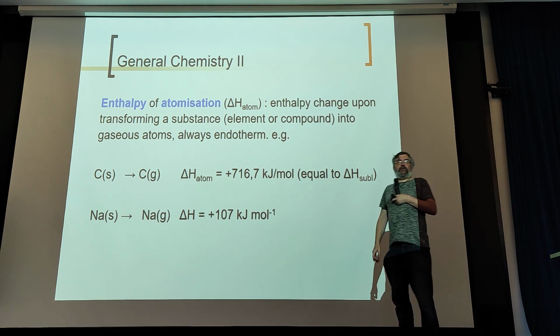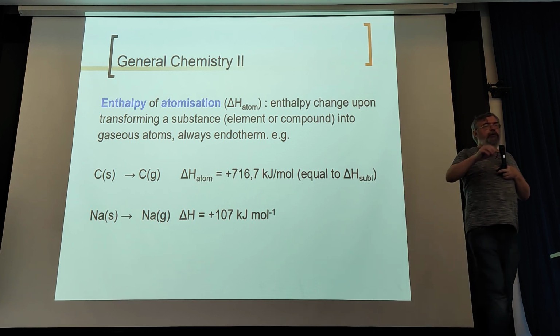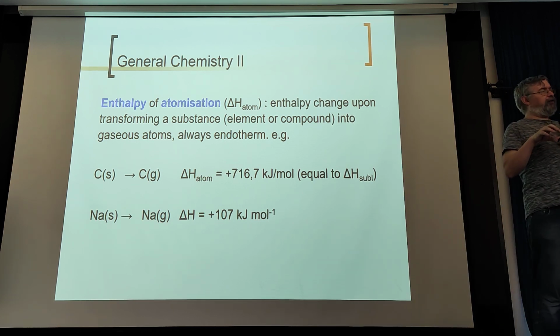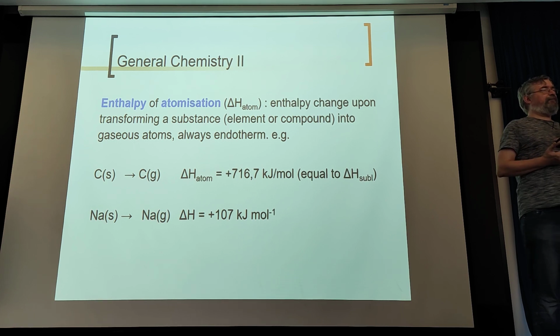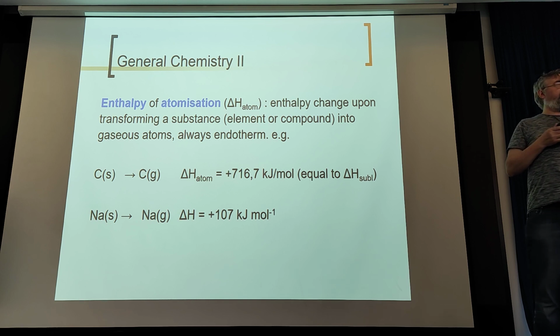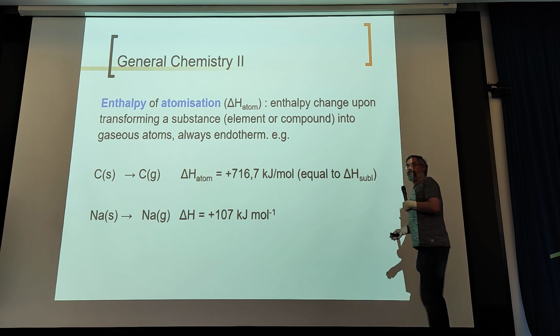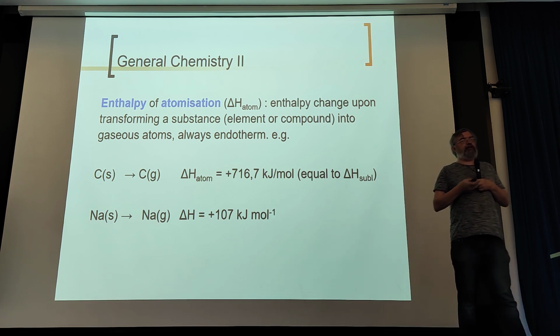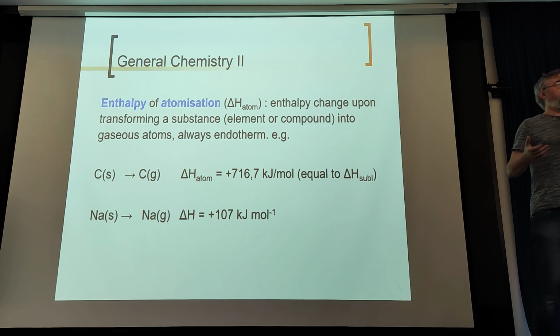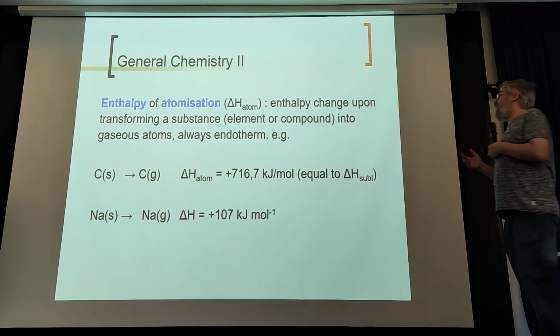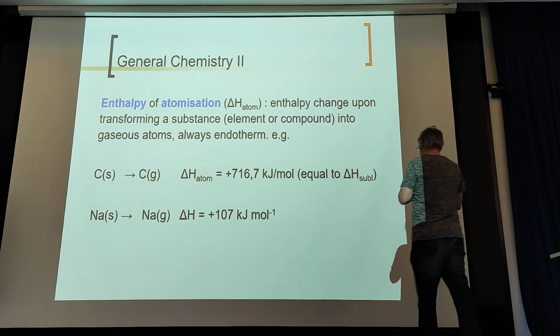You see sodium, the metal sodium, the bonds between the sodiums are much less strong. So it's easier to convert sodium to sodium gas. It only requires 107 kilojoules per mole. These are always endothermic processes. If they were exothermic, it would mean the compound would spontaneously fall apart. So if a compound is stable, you have a positive enthalpy of atomization.